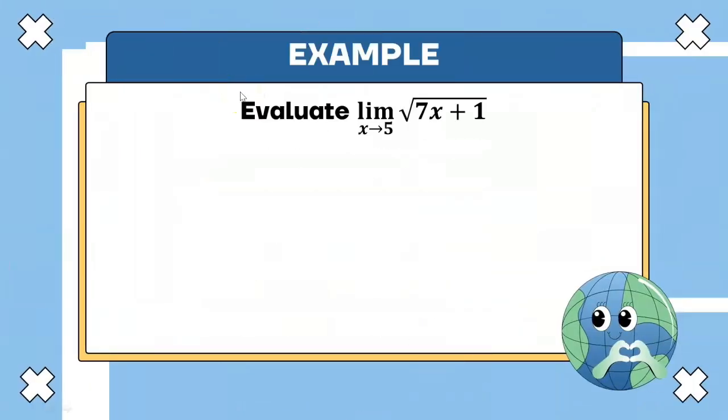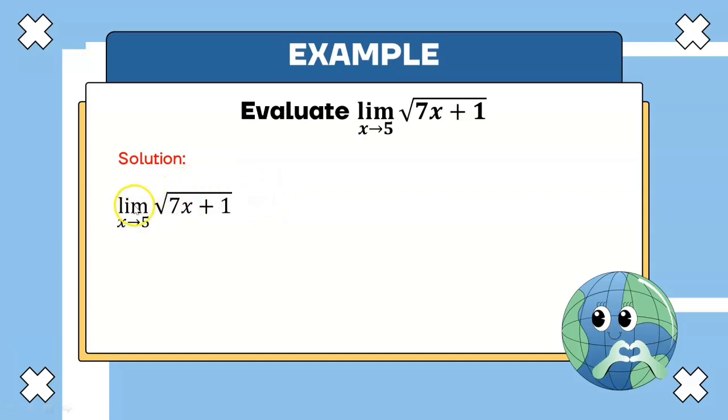Let's have an example. Let's say we have to evaluate the limit of the square root of 7x plus 1 as x approaches 5. So what we can do is first get the limit of the function inside the radical sign. Since 7x plus 1 is a polynomial, we can just substitute 5 to the whole function itself.